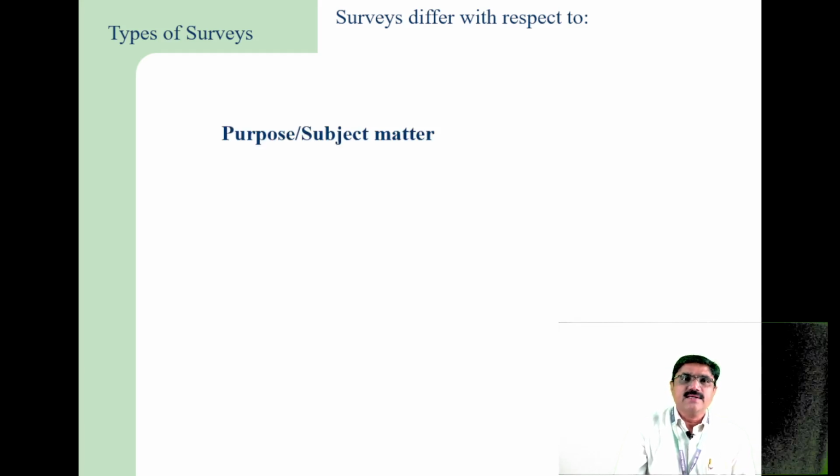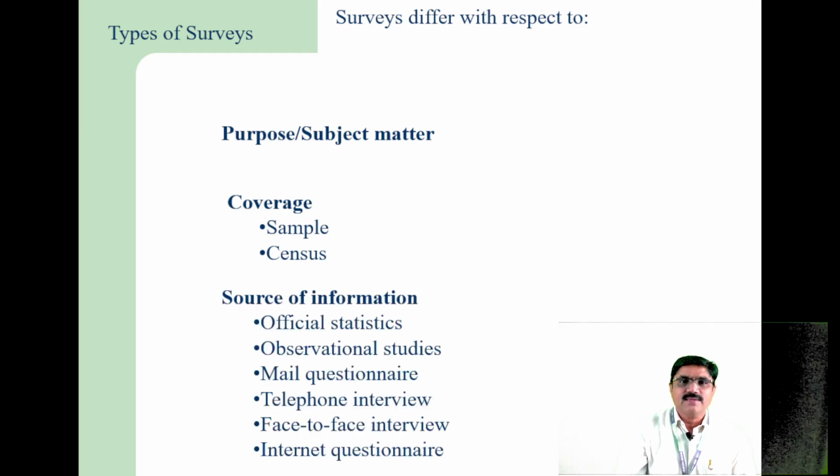Purpose and subject matter, types of surveys. The coverage can be sample or census. Sources of information include official statistics, observational studies, mail questionnaire, telephone interview, face-to-face interview, and internet questionnaire.